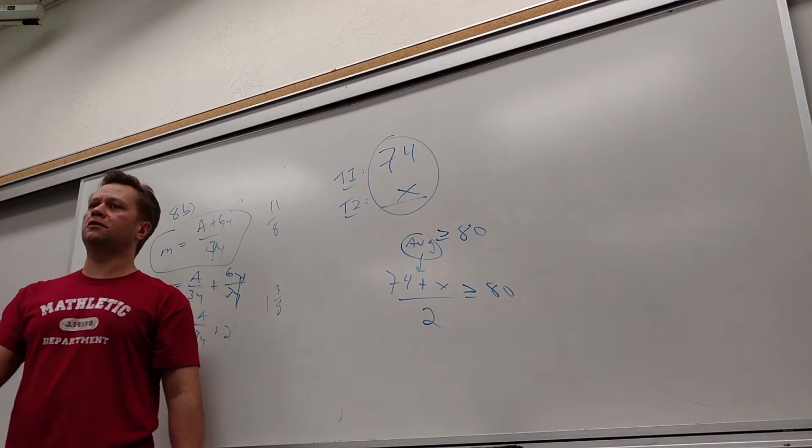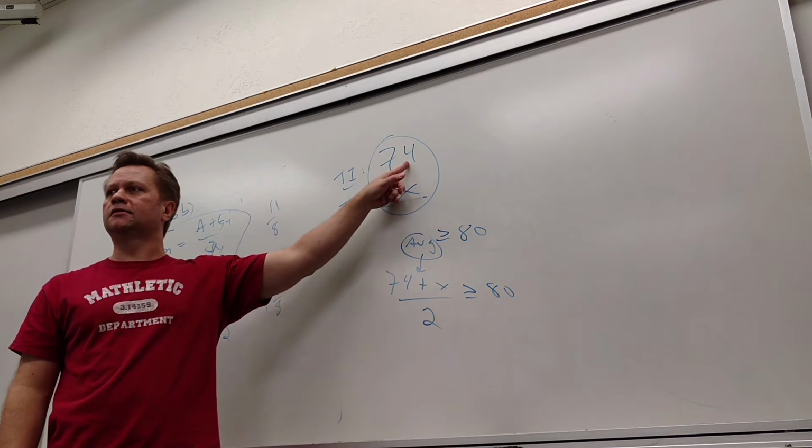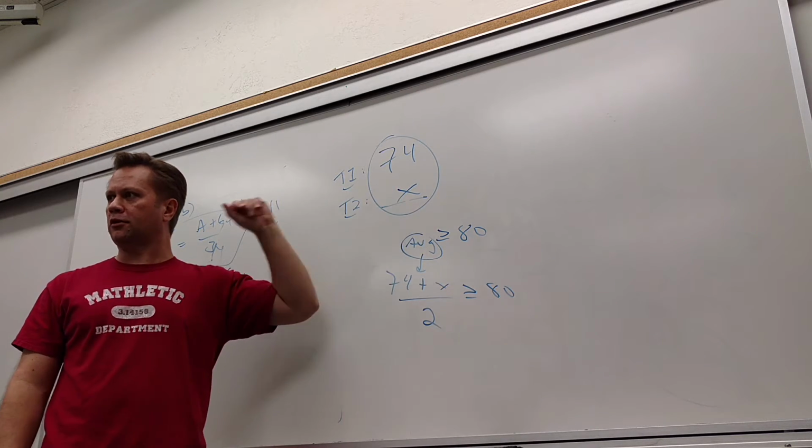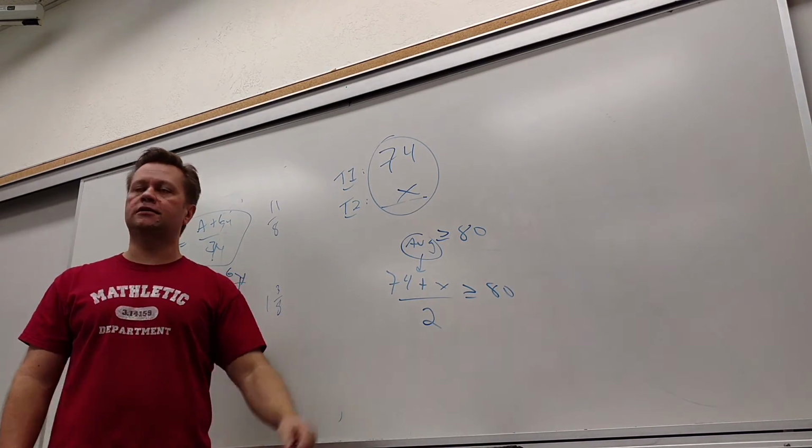There's, of course, a quicker way to do this. How many points below 80 is this? So how many points above 80 must this be? So it's got to be 86 or more, right? That's what you're going to get when you solve this. Is that good enough for me?